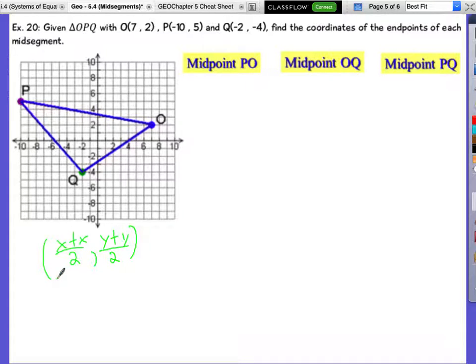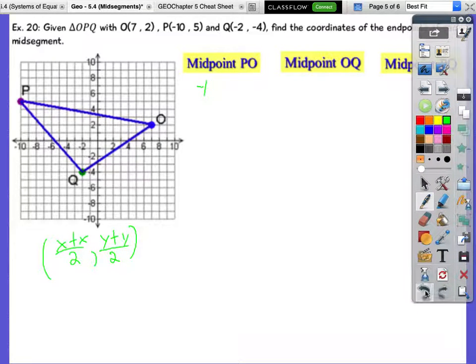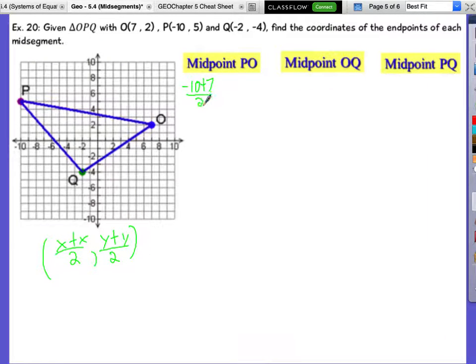So we'll take the x's. For the midpoint of PO, we'll take the x of P and the x of O and add them together. So that's negative 10 plus 7, divided by 2. Now we do the y's of P and O: 5 plus 2 divided by 2.